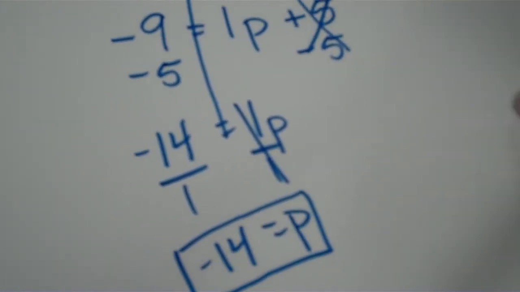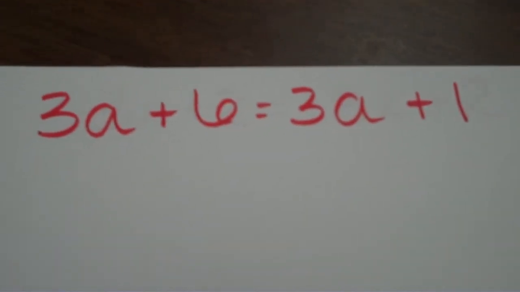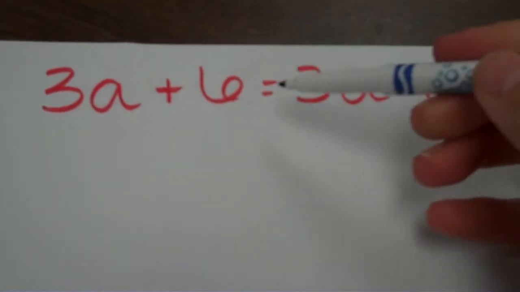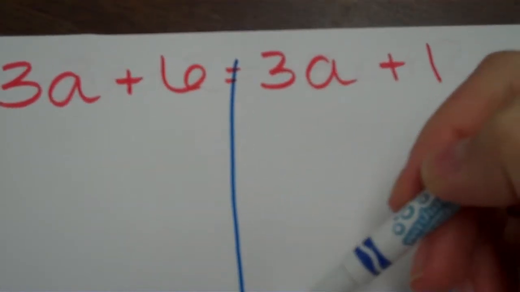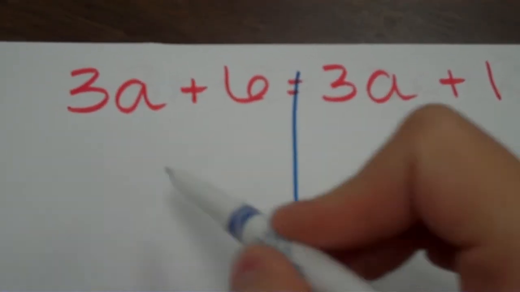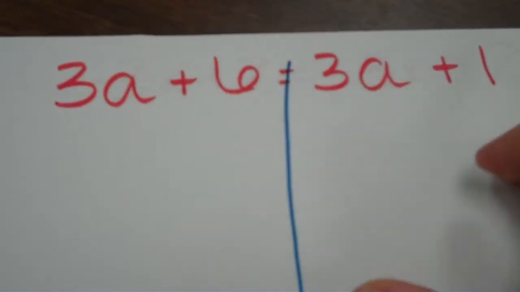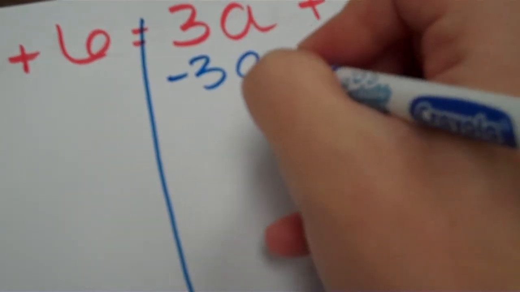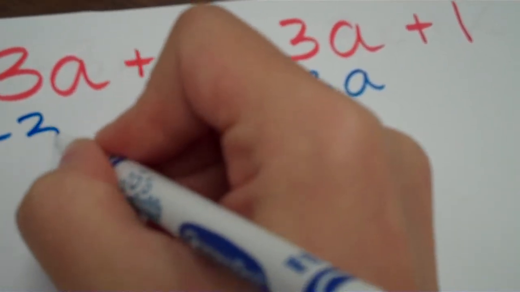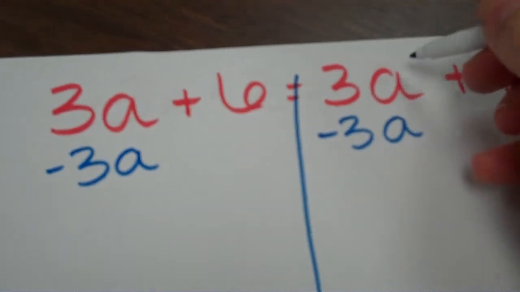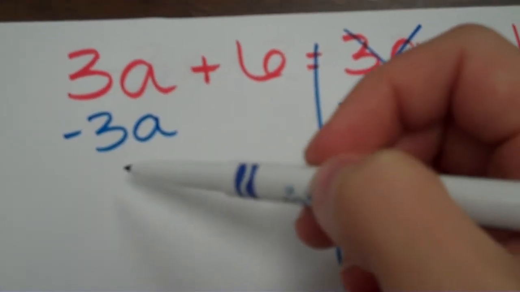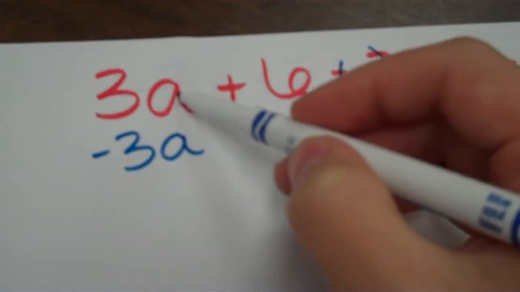All right? However, these next 2 examples are going to show you something that's a little different, and I'll show you why. Go ahead and write this down. 3a plus 6 equals 3a plus 1. And we draw our line. Okay? I need to get my a's together, right? So I'm going to go ahead and move that over there. The opposite of a positive 3a is negative 3a. And I line it up, right? This goes away. But 3 minus 3 is just 0, right? 0a. So this also goes away.